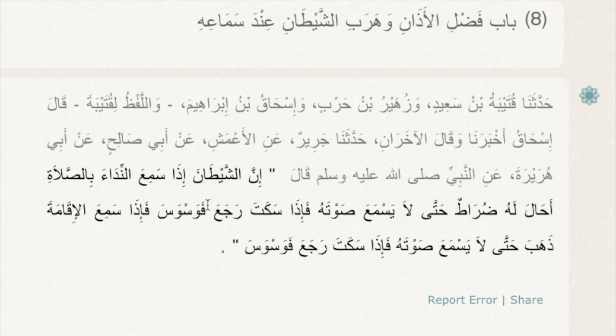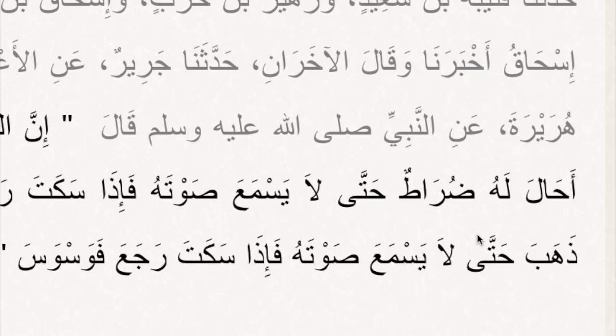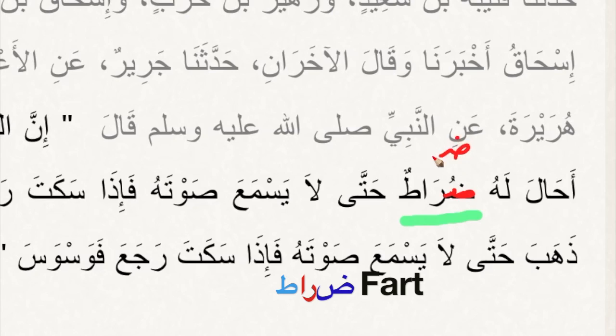So, it says here, إِنَّ الشَّيْطَانَ إِذَا سَمِعَ النِّدَاءَ بِالصَّلَاةِ أَحَالَ لَهُ دُرَاتٍ. Durat, here we go. This is the word we are talking about, writing something with the letter da and ta. You see the letter da? Let me highlight it for you. Maybe until now you do not know which one I'm talking about. Here we go. This is the word. You will notice with me, the first letter is da. You see how it's written? Da. I like my handwriting. This is da, and then ra, and then alif, and then ta.